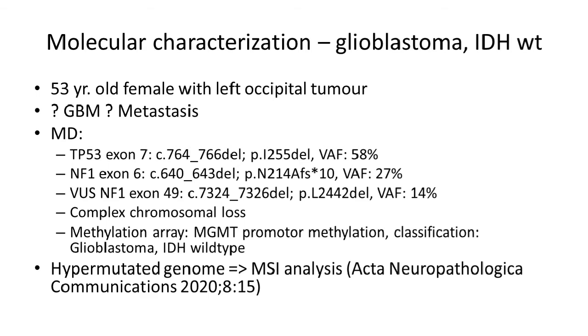You could also use multiplexing for molecular characterization, and this is a case of a cerebral tumor. A 53-year-old female who had a left occipital tumor, suspicious for a glioblastoma multiforme, potentially a metastasis. Molecular diagnosis was done. It was actually diagnosed as a glioblastoma, and then the molecular diagnostic test showed a p53 mutation, NF1, and a variant of unknown significance in NF1, and a complex chromosomal loss with MGMT promoter methylation.